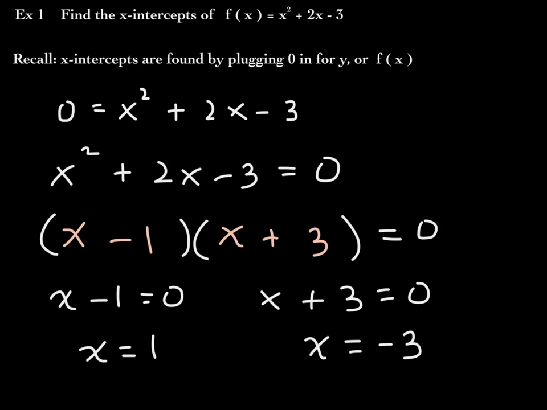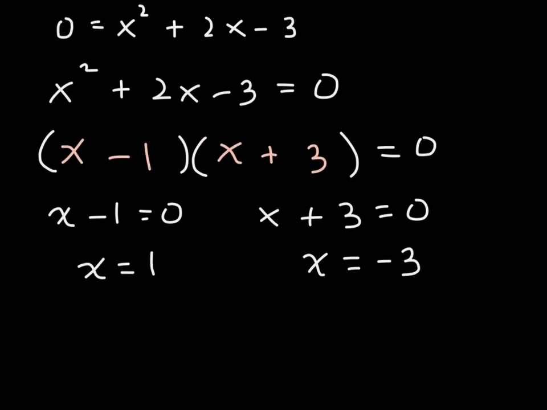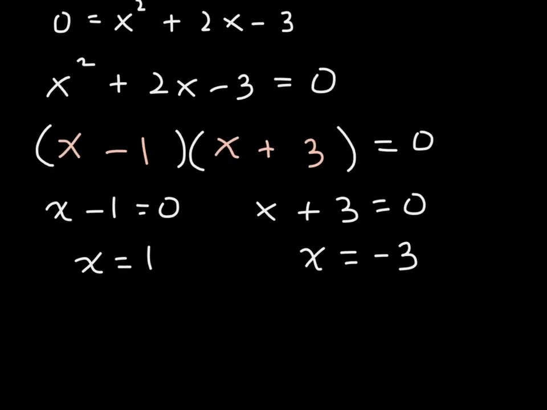What you just found right now are the x-intercepts of the graph of this quadratic. Allow me to please write them in ordered pair form. 1, 0, remember we plug 0 in for y, and negative 3, 0. All right, so those are the x-intercepts.